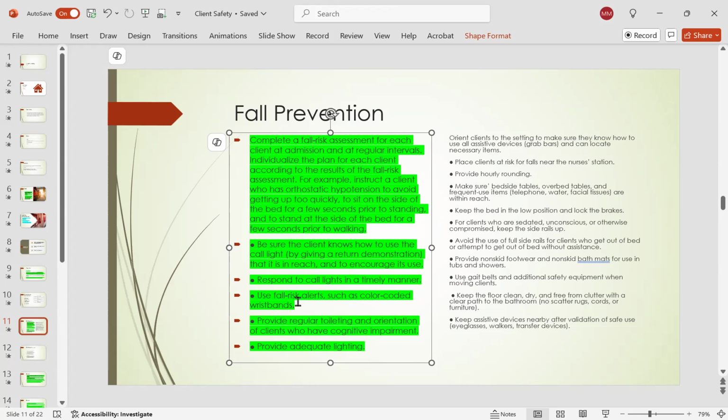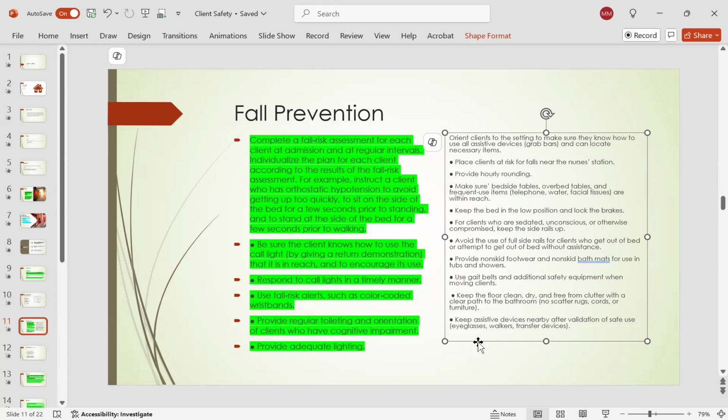So you want to make sure that they sit on the side of the bed for a few seconds. And then when they do get up, they just stand there and let their blood pressure normalize. Okay. You want to make sure they know how to use their call light and answer the call light. Some facilities will use wristbands that are color coded to alert people, hey, that person's a fall risk. You know, we don't want anybody running to get to the toilet, so make sure that we are toileting them regularly, right? And make sure that the facility is adequately lit so that no one can say they can't see where they're going, okay?